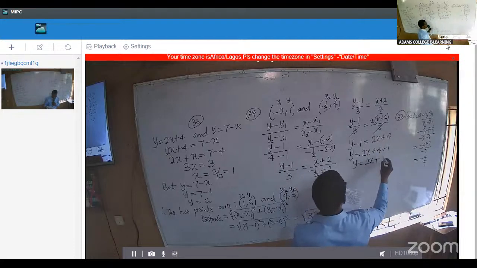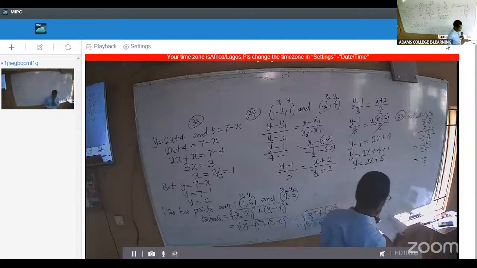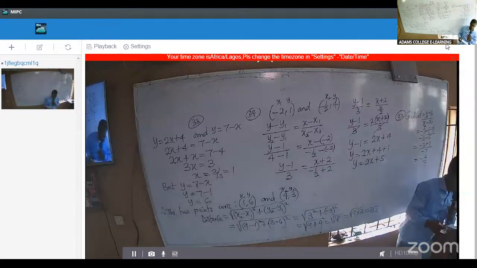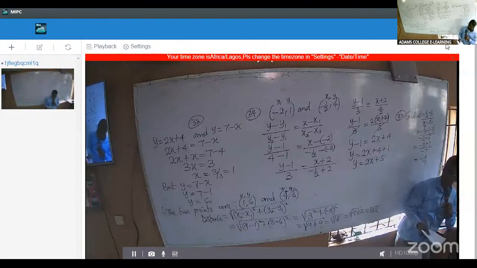Is it there? So I use a different method. I find gradient, no wahala, it's the same thing. Y is 2x plus 5.